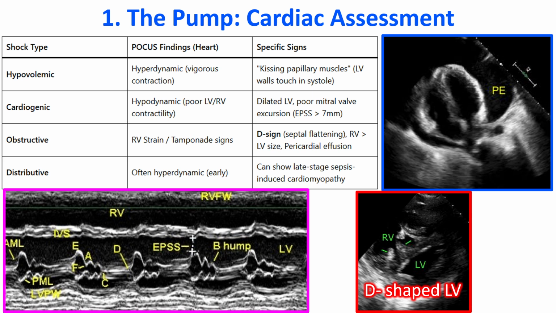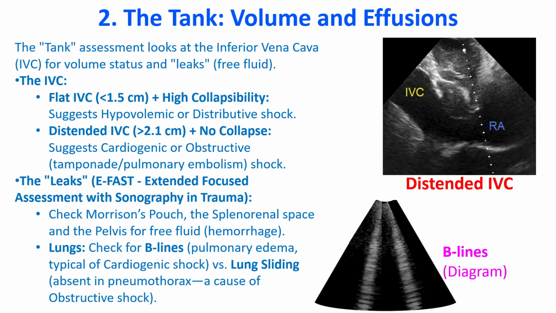B-hump is seen in the motion of the anterior mitral leaflet, indicates high left ventricular end-diastolic pressure in heart failure. Pericardial effusion, marked as PE in the other image, appears as echo-free space around the heart. The tank assessment looks at the inferior vena cava for volume status and leaks free fluid.